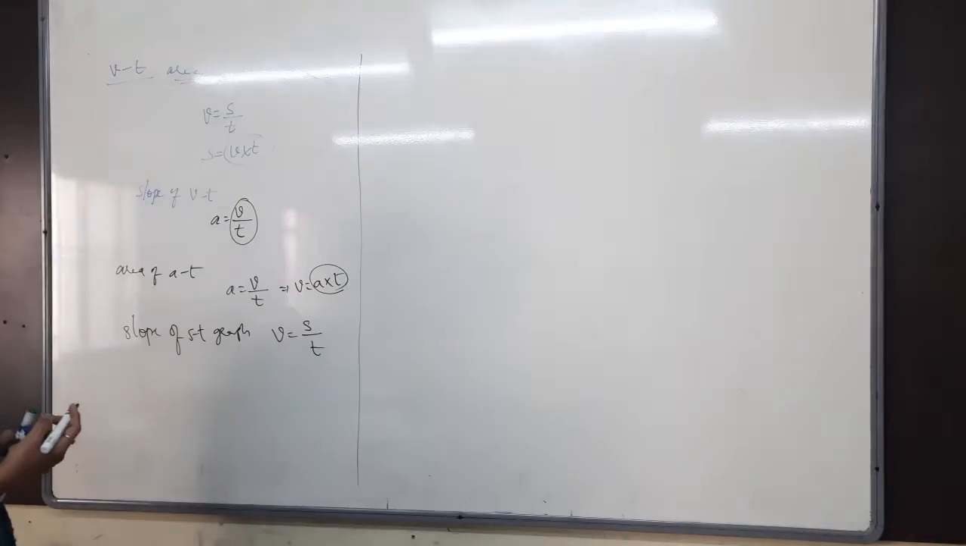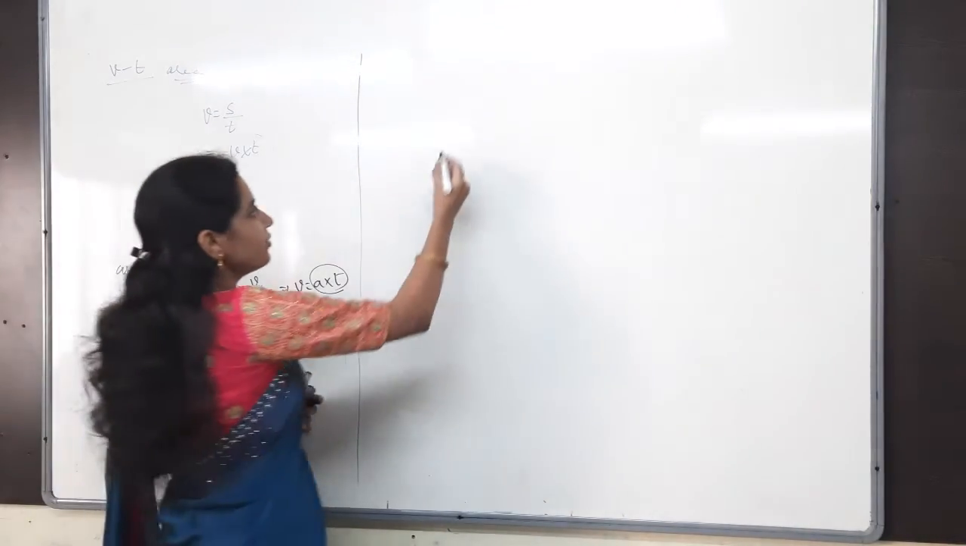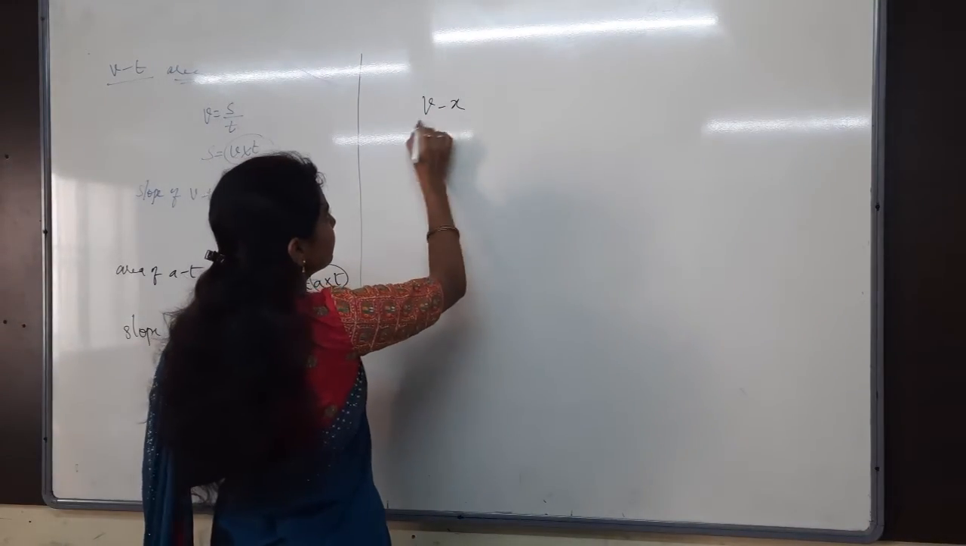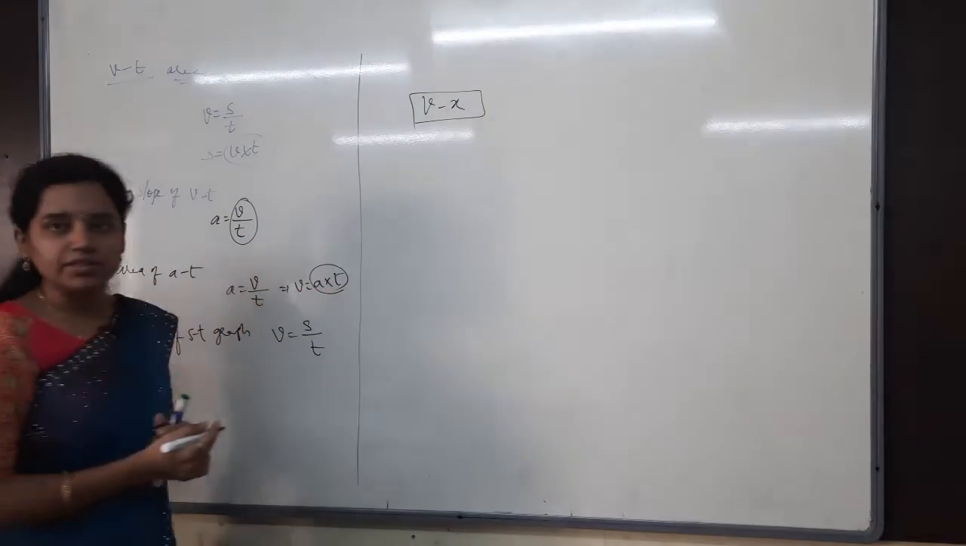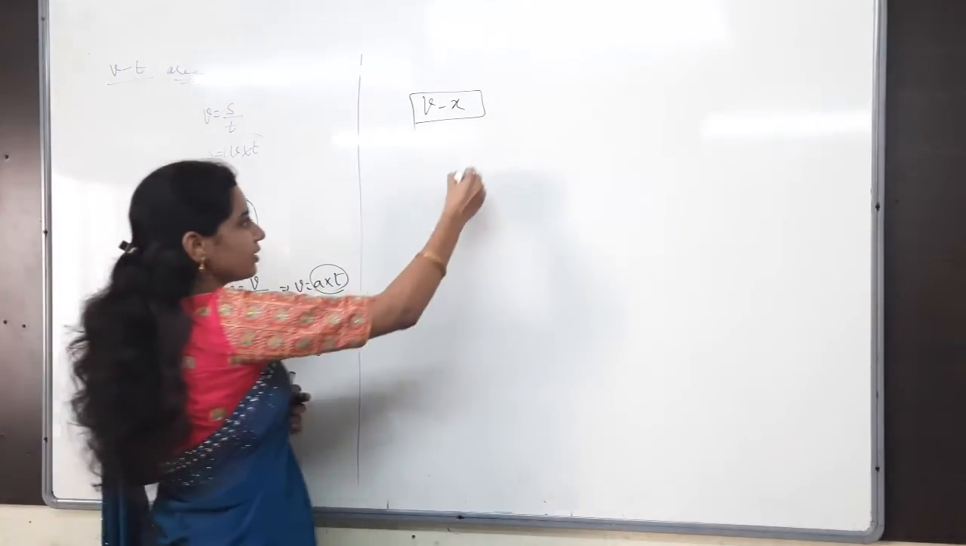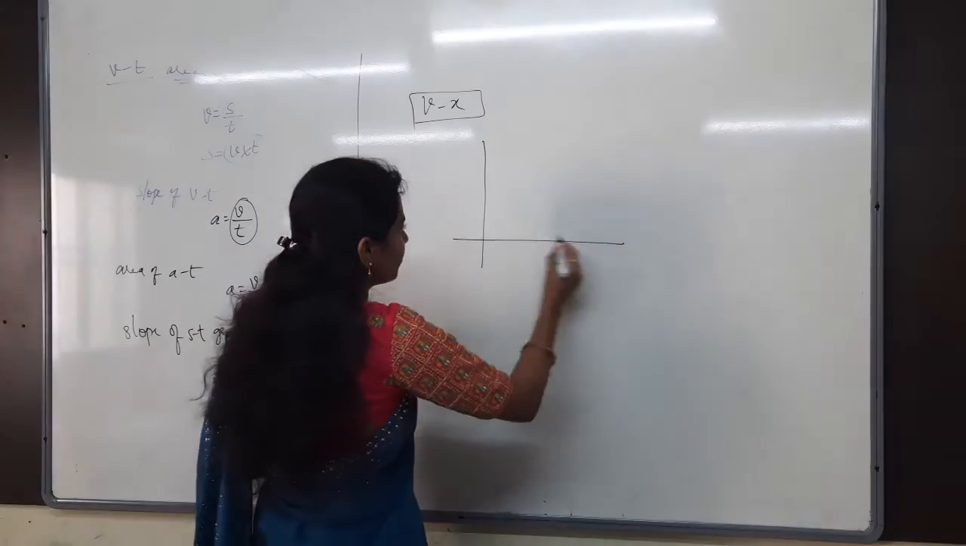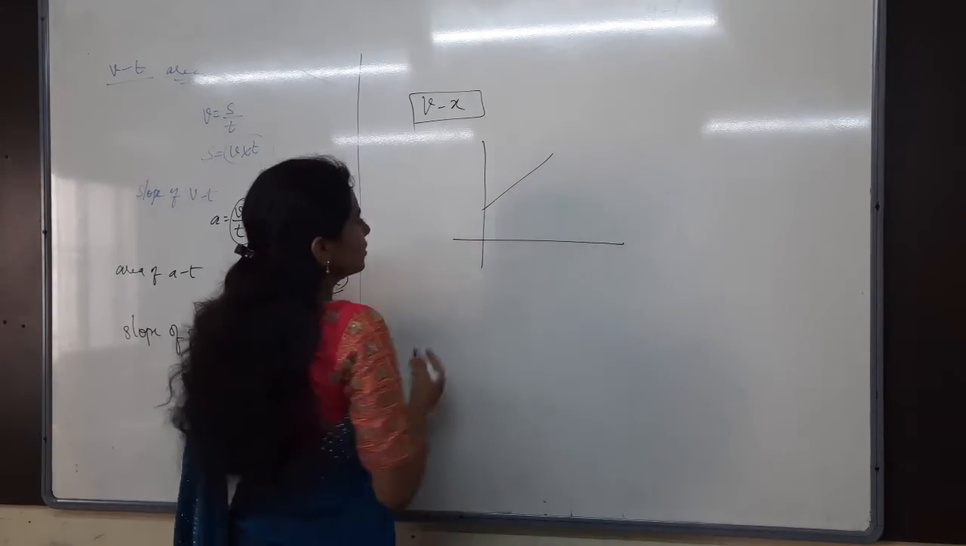Along with that, one more graph will be there, that is the Vs graph, the displacement and velocity graph. So from that Vs graph, what can we do? For example, I have got the Vs graph like this.